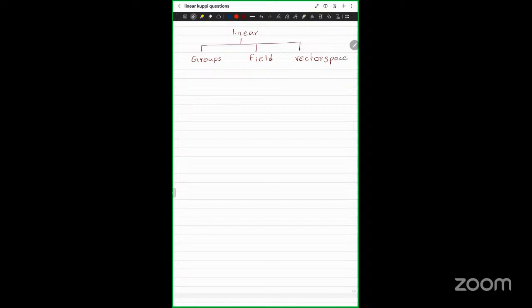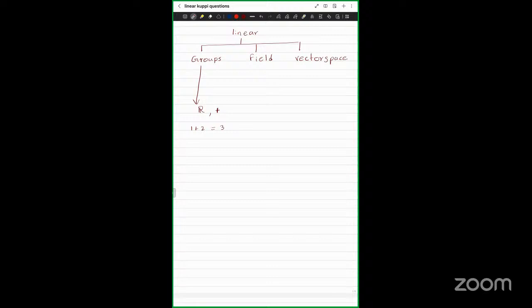Okay, when we look into the groups, in the groups there is a set. Just imagine the real numbers with plus. There is a real number and plus. So we can add two numbers and get the result, and we can add multiple numbers and get real numbers. So that's one kind of group.